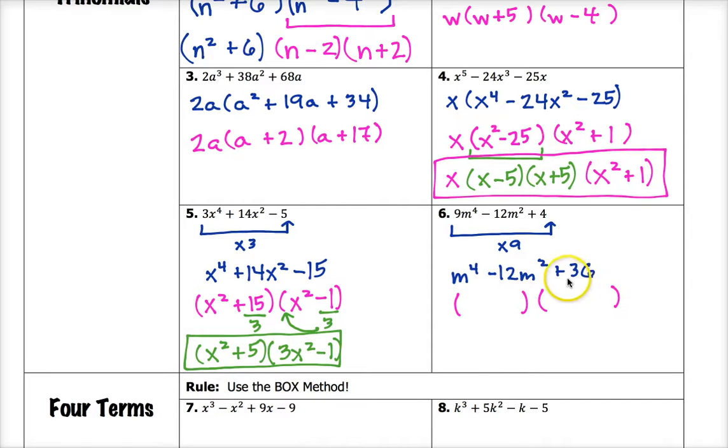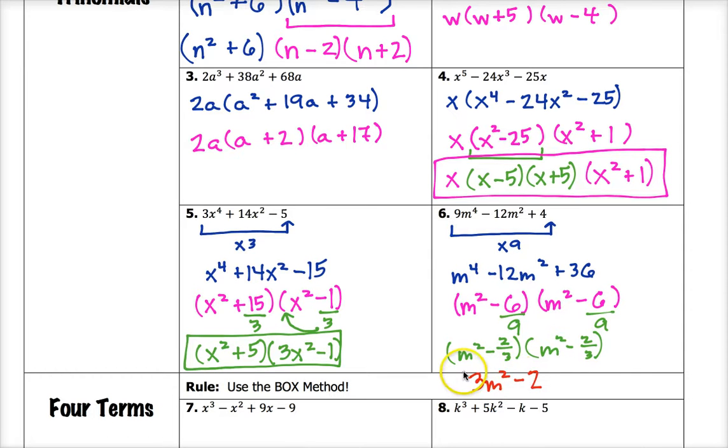Negative 6 times negative 6 is positive 36, and then negative 6 minus 6 is negative 12, so that's how we would factor this. Remember to divide by the 9, so that becomes m squared minus 2/3 times the quantity m squared minus 2/3. And we would rewrite that without the fractions. That would become 3m squared minus 2 times the quantity 3m squared minus 2. Or you could write it as 3m squared minus 2 quantity squared, since those are both the same factors.